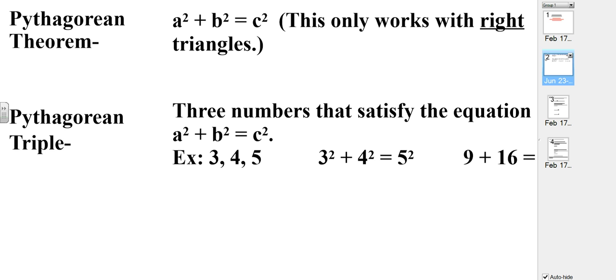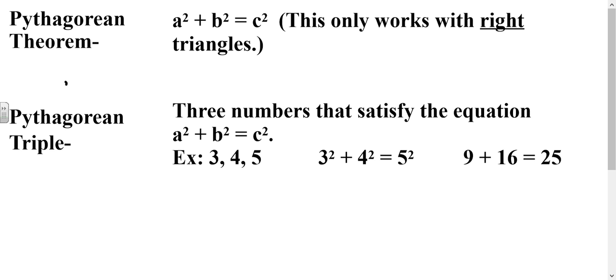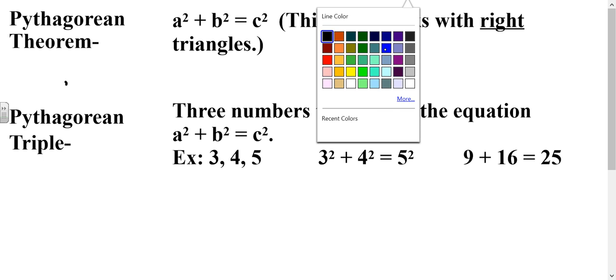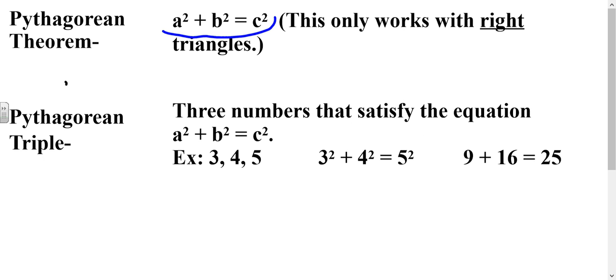All right. So Pythagorean theorem. Now this only works with right triangles. The Pythagorean theorem is the formula a squared plus b squared equals c squared. This is a really important thing to put in your notes. You will be using this a lot, especially in geometry. And for this, whatever the value of c is has to be the hypotenuse of the triangle, which is always the side across from the right angle in a right triangle.